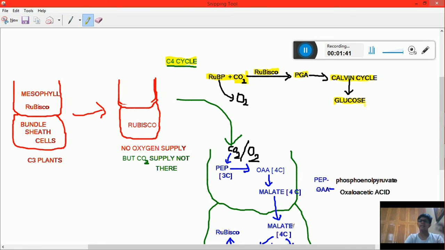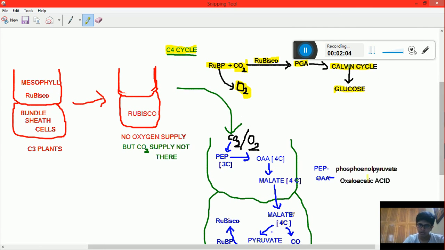But there is a limitation in RuBP. The biggest limitation is that it can react with oxygen, and when it reacts with oxygen, it also somehow leads to production of glucose, but it takes a lot of time and energy. To save that time and energy, the C4 cycle is followed by plants.